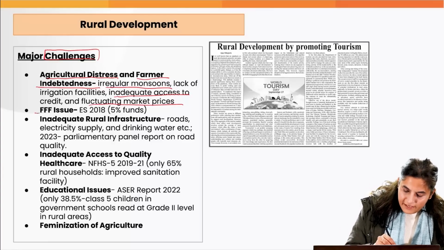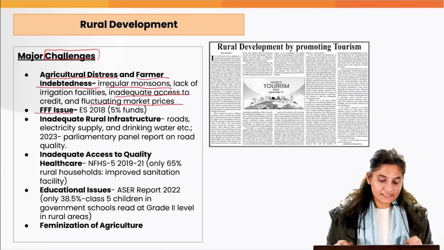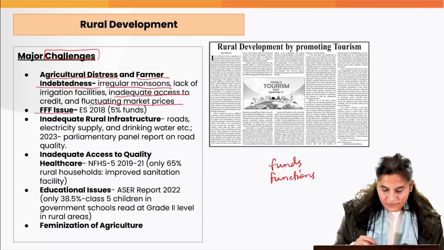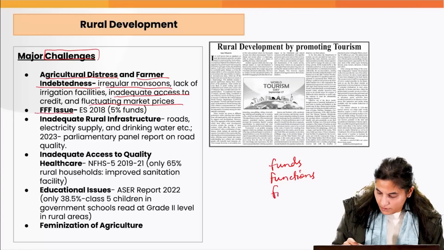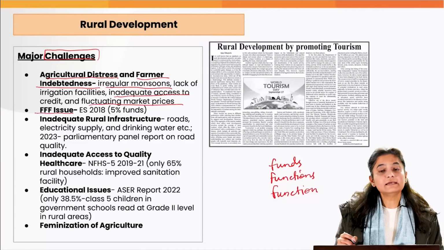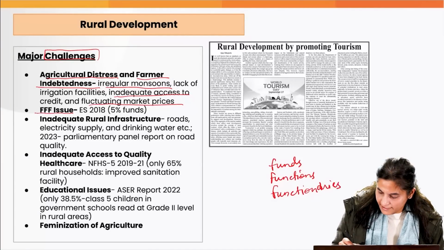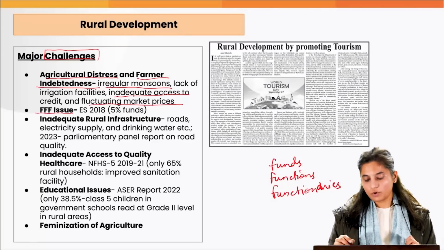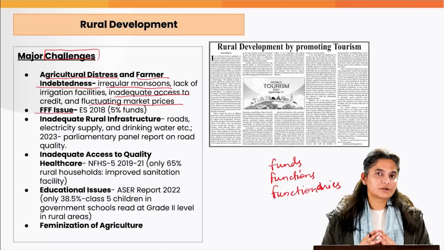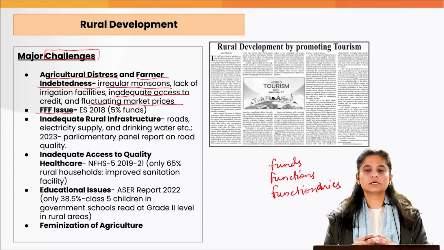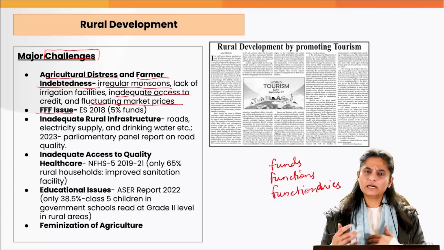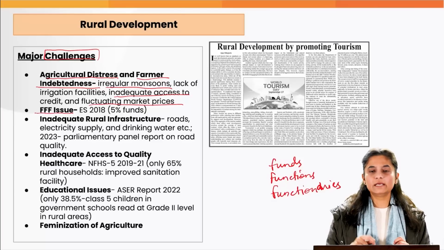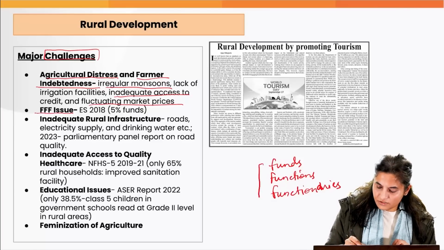Then we have, second, a triple F issue. What is this? This is nothing but funds, functions, and functionaries that we see at the level of rural areas, apart from panchayats and PRI institutions. The Economic Survey in 2018 spoke about how these panchayats or PRI institutions are only able to generate 5% of the funds as per their capacity. Now there are multiple reasons behind that, but this just highlights the incapacity, and the need for help and probably authority, that these institutions require to cater to this triple F issue.